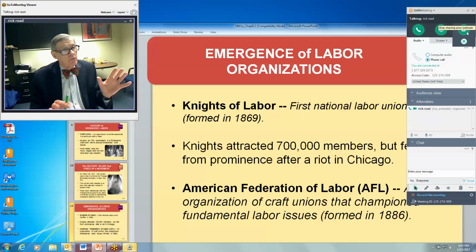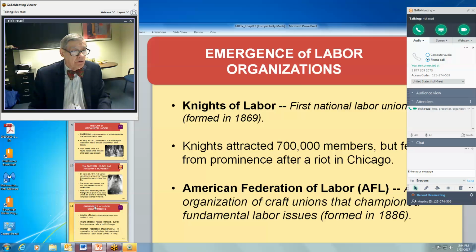Someone threw a Molotov cocktail, or someones threw Molotov cocktails. 8 police officers killed. I'm not sure 8 police officers were killed. A number of police officers were killed, and 8 union leaders were held responsible, even though it was never proved that any union leader or any union member was responsible for throwing the Molotov cocktails. That was the death knell for the Knights of Labor. That was succeeded by the AFL, which was a trade craft union, and it was formed in 1886. And the leader for many years was a gentleman by the name of Samuel Gompers.